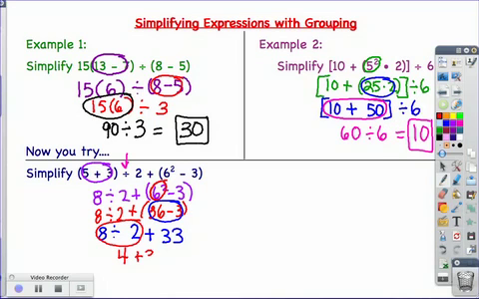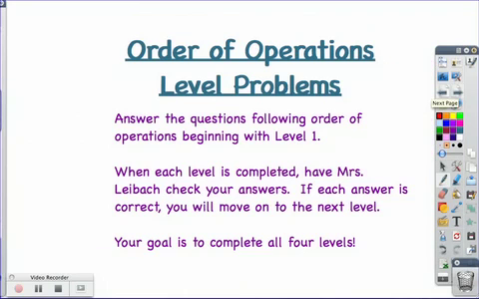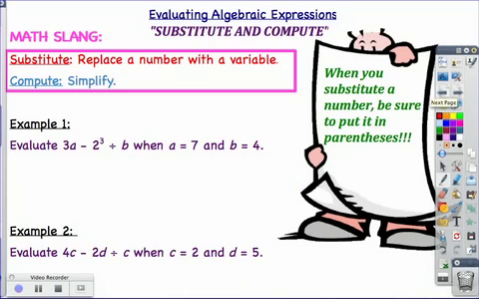Next, we're going to talk about evaluating algebraic expressions. You may remember this as substitute and compute. When we substitute, it means to replace a variable with a number. You may be familiar with the word substitute in everyday language, like a substitute teacher who replaces the usual classroom teacher when they're absent, or a substitute in a game, like when a basketball player subs in for another on the court. Compute means to simplify.